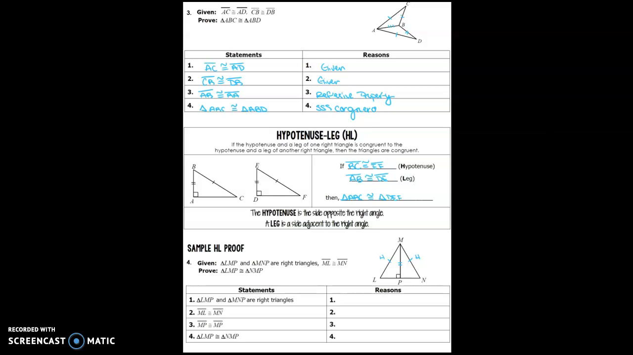And so let's start our proof. We have that triangles LMP and MNP are right triangles. We know that because it's given to us. ML is congruent to MN, also given. And then we know that MP is congruent to MP, because of the reflexive property. Because we have the hypotenuse and the leg congruent for both triangles, we know that the two triangles are congruent because of the HL congruence theorem.